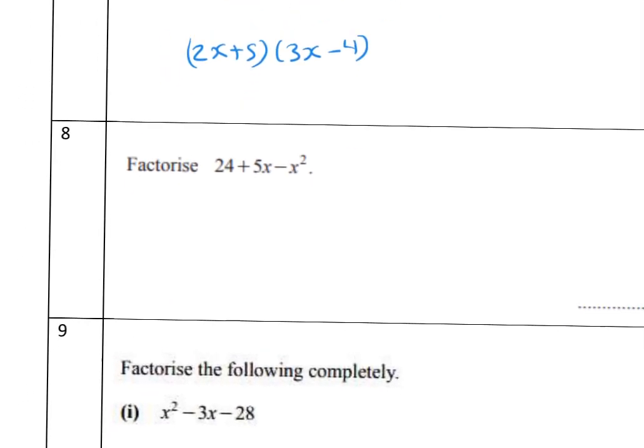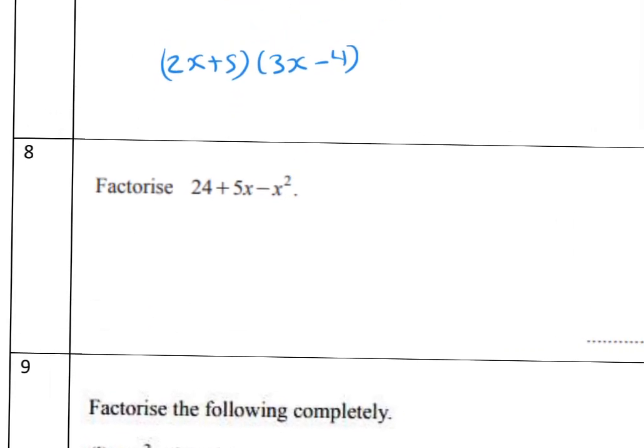Same for number 8. In number 8, we need to rearrange this expression. Start with x squared and x, so negative x squared plus 5x plus 24. If you have a negative sign in front of x squared, take the negative common, so change all the signs for the rest. So x squared minus 5x minus 24. Then factorize this trinomial. Don't forget to write the negative.